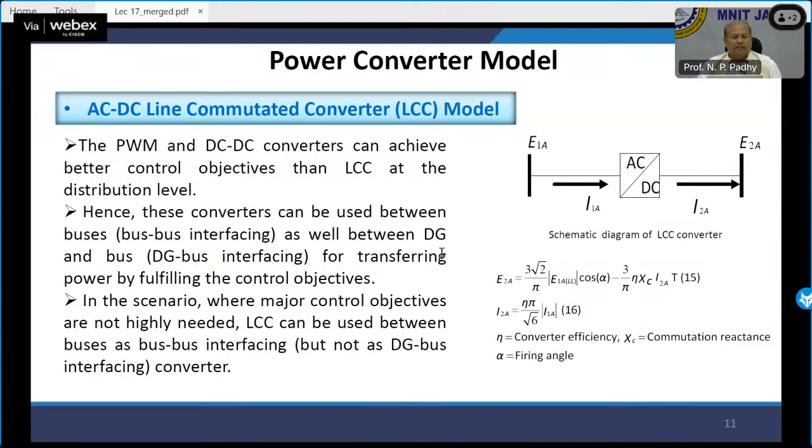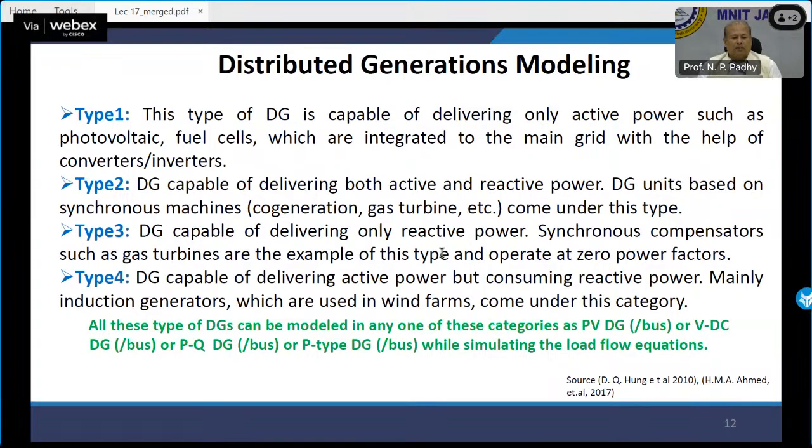Then actually AC-DC line commutated converter modeling, and then distributed generation modeling with different types. All these types of DGs may be modeled in any one of these categories like PV-DG, VDC-DG, PQ-DG, P-type DG, and so forth, because distributed generations are of many types.